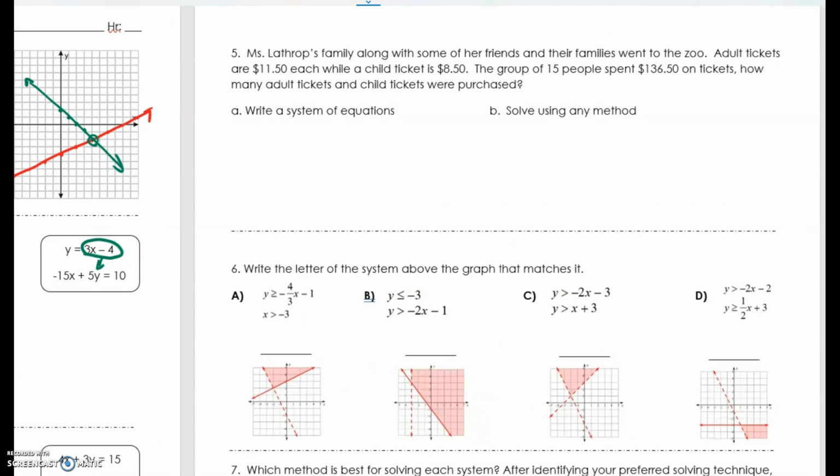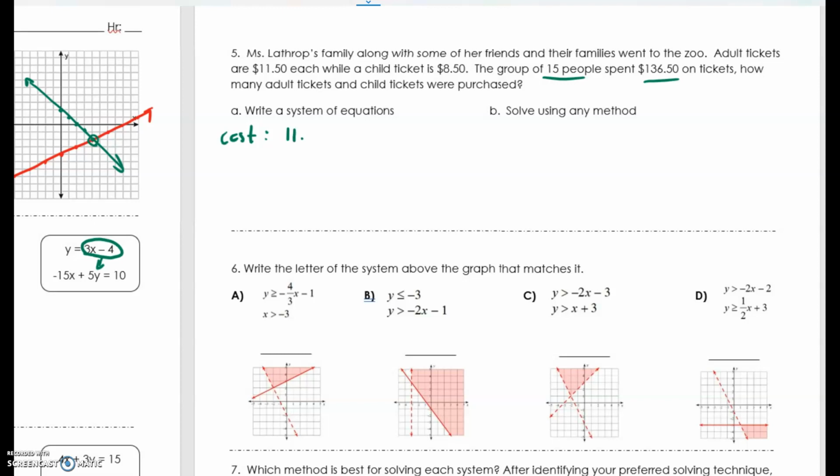So I've got two things to consider. One is a cost equation, and then the second one is the number of people. So I've got the number of people, and then I've got the total cost. I'm going to start with the cost equation. How do I get this total cost? Well, there's one type of ticket, adult tickets, and they cost $11.50 each.